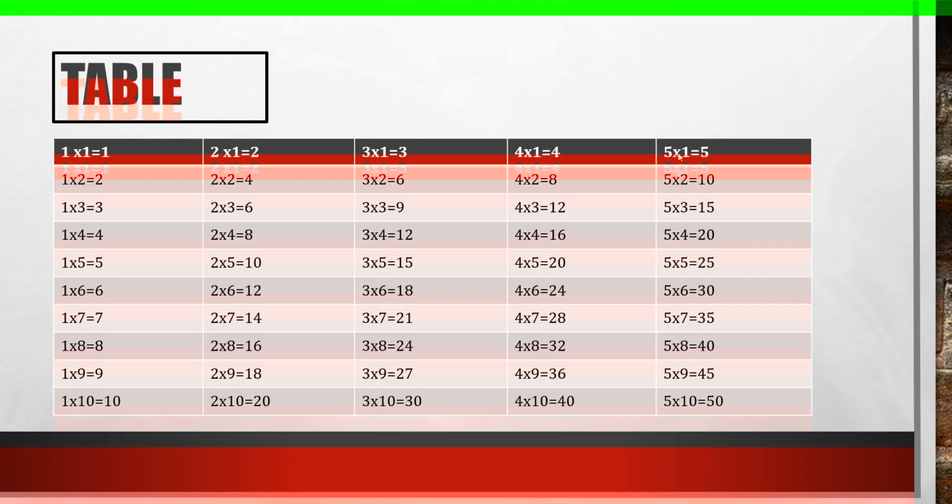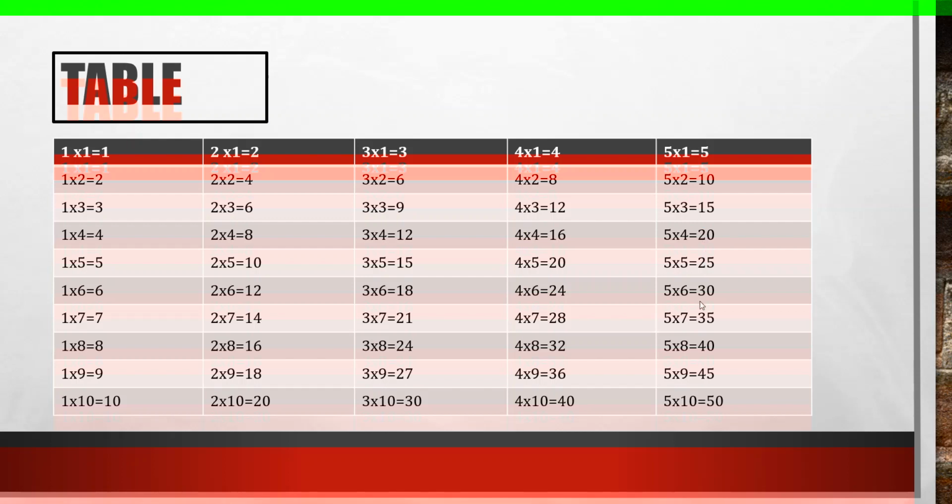You can read the table of 5. Count the table of 5. 5 times 1 is equal to 5. 5 times 2 is equal to 10. 5 times 3 is equal to 15. 5 times 4 is equal to 20. 5 times 5 is equal to 25.